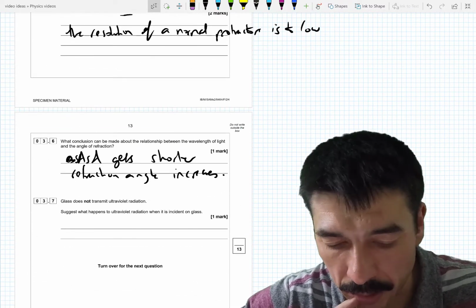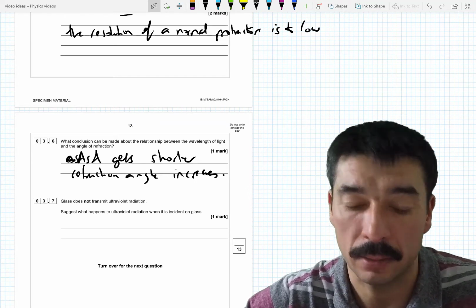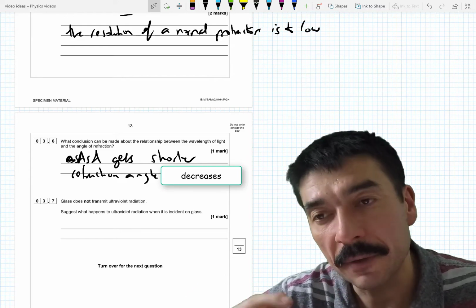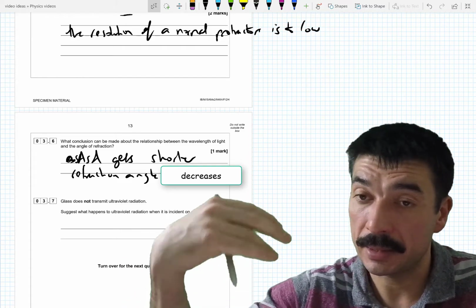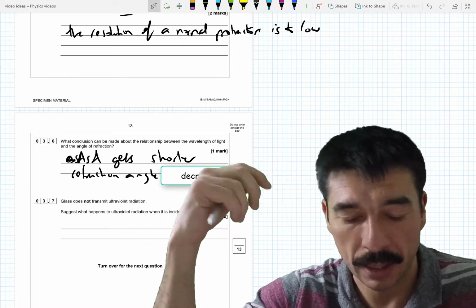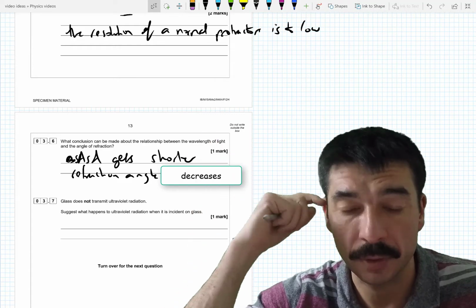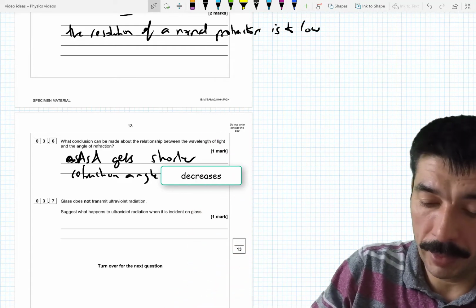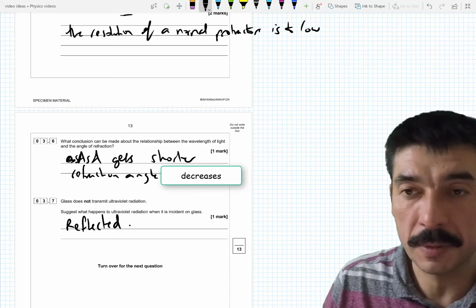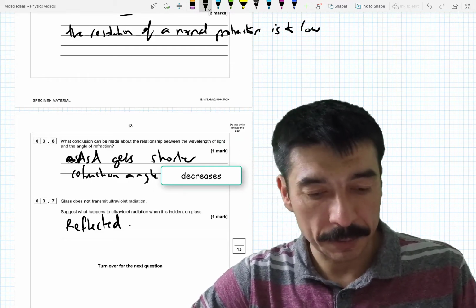Glass does not transmit UV radiation. Suggest what happens to ultraviolet radiation when it is incident on glass. If it's not transmitted, which means it doesn't allow it to travel through it, then it can only have been reflected or absorbed. So, not knowing which, I'll just guess one: reflected. I don't know specifically for this type of glass, but it's sensible to put that down as an option.